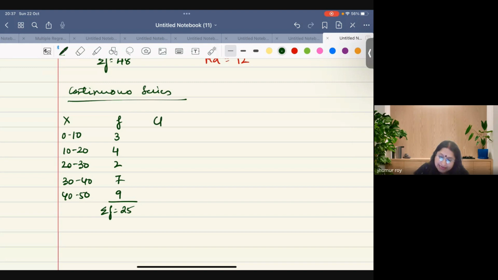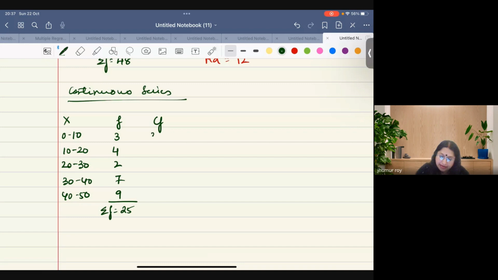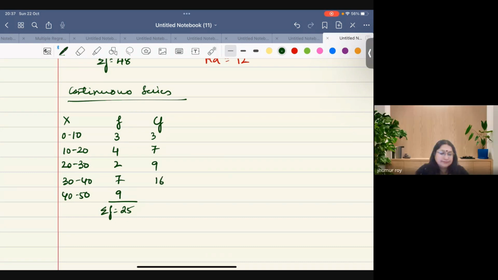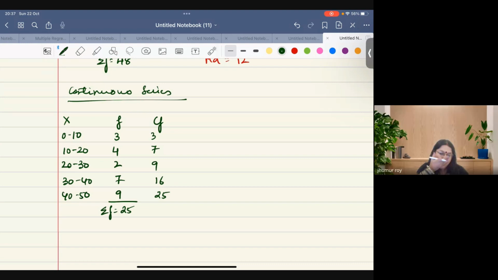Then we will calculate CF: 3, 7, 9, 16, 25. Now, the first step you all know, but we will be adding one more step over here.